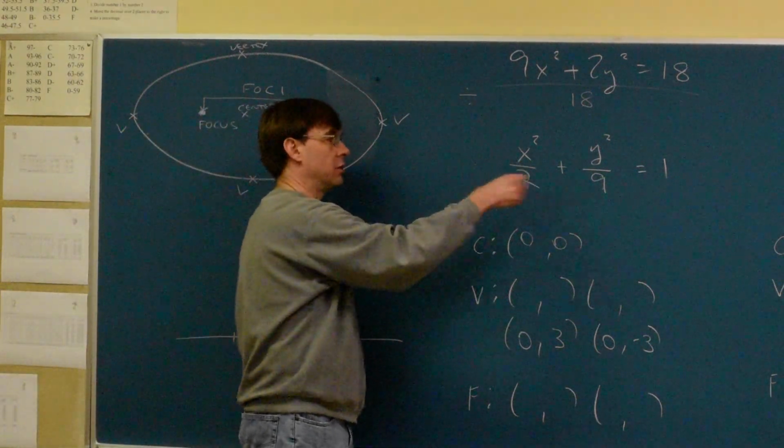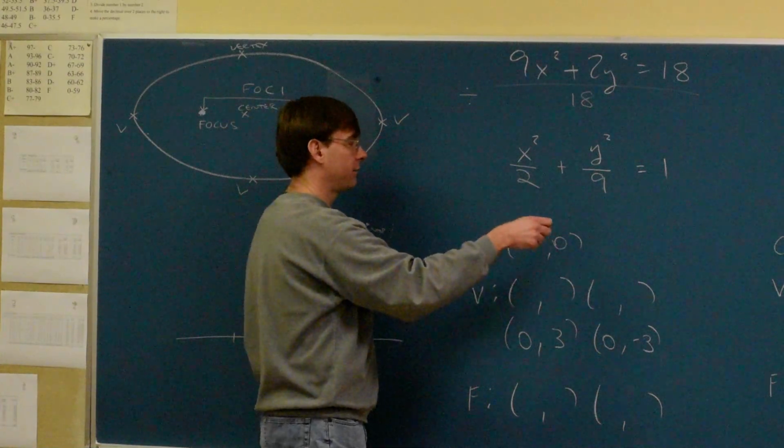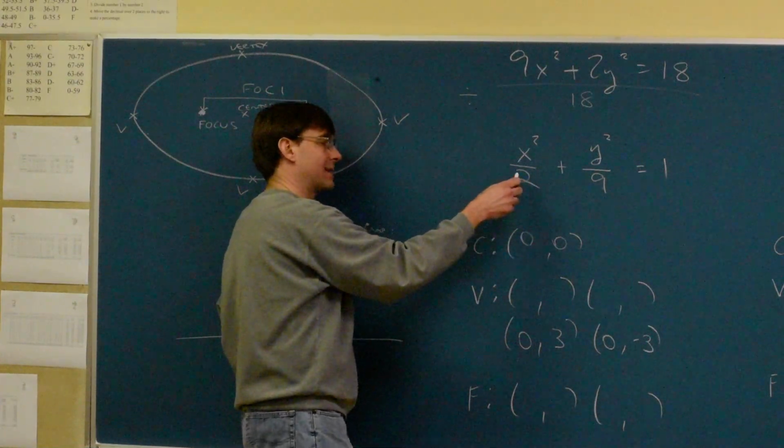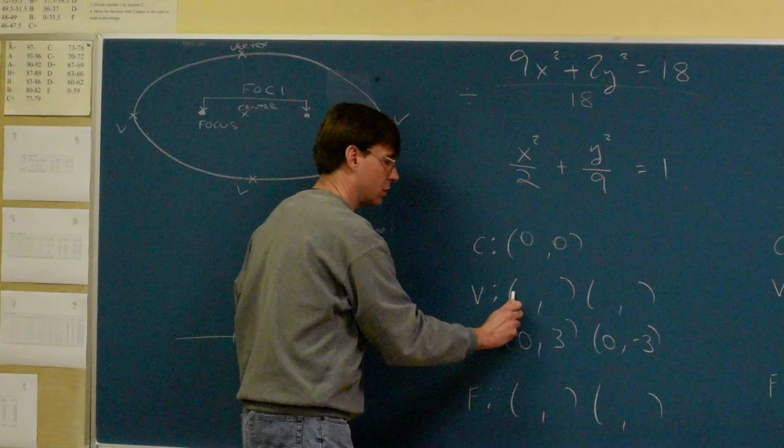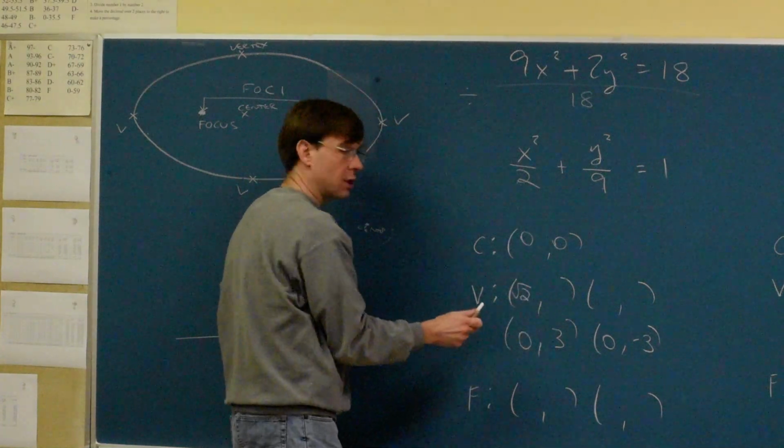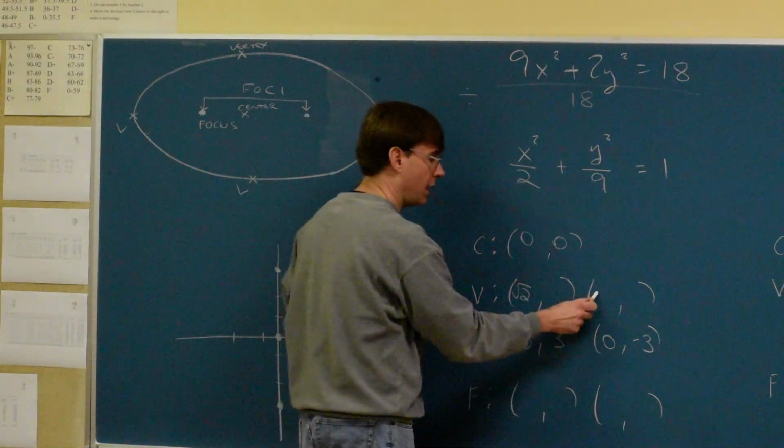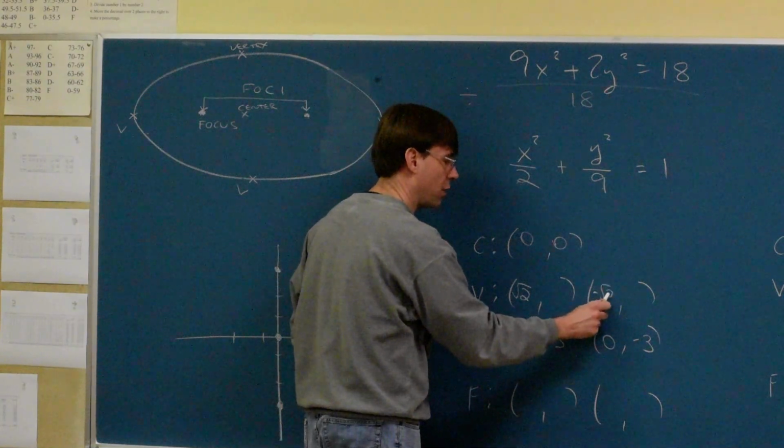The x fraction will tell you how far to go right or left. We also have to root this number. Square root of 2 is a little awkward. We're just going to go with square root of 2, and also the negative square root of 2.